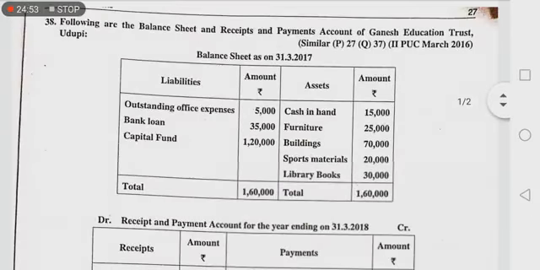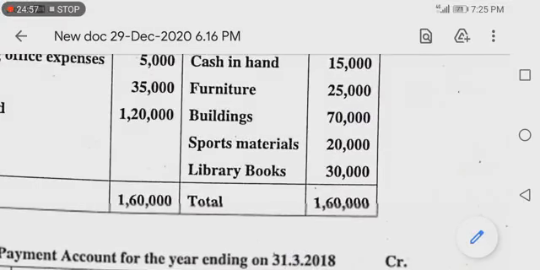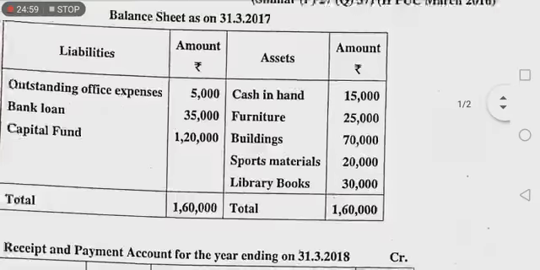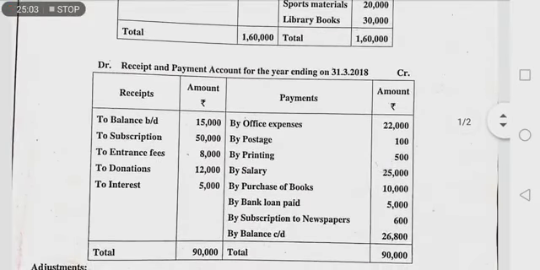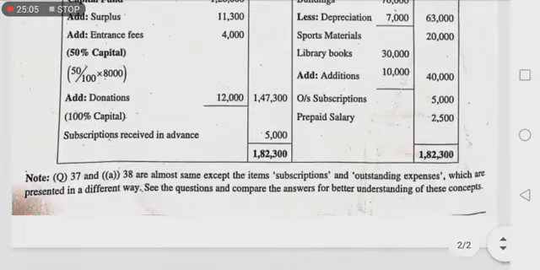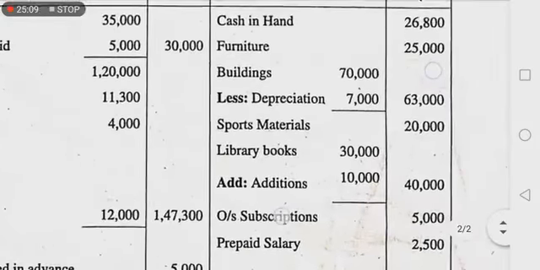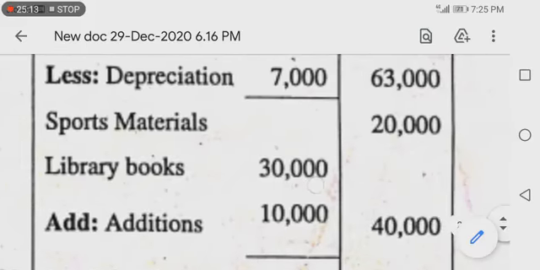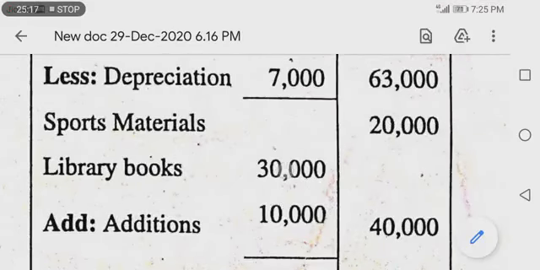Again look at the old balance sheet, the next transaction they have given, that is sports material, amount rupees 20,000. There is no other transaction belonging to sports material, so directly write the sports material on the asset side of the new balance sheet. You can see here the sports material they have written directly. There is no adjustment with regard to sports material.